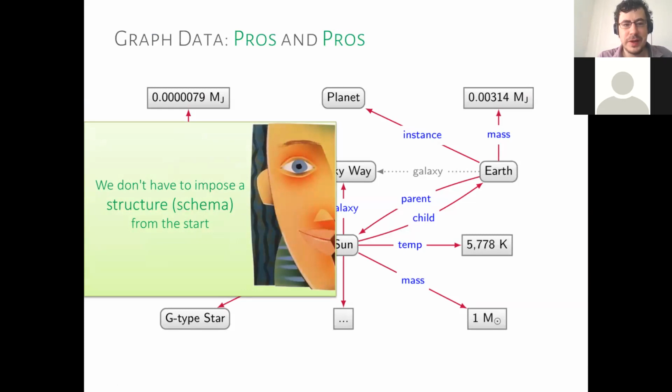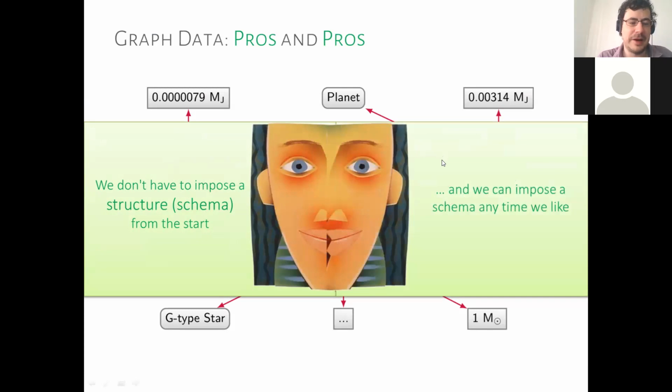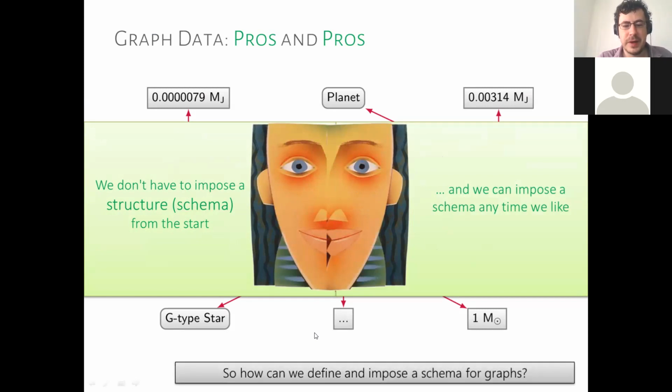However, even if we have graph data, we can impose a schema. It's not that we just have to ignore a schema. We can impose a schema anytime we like. And the question is, what sort of schema can we impose on a graph? So how can we define and impose a schema for graphs is the question. And if we had this optional schema, we'd have the best of both worlds. We'd have more structure like we have in the relational database setting, but we would also have the flexibility of not having to define a schema at the outset, at the start.